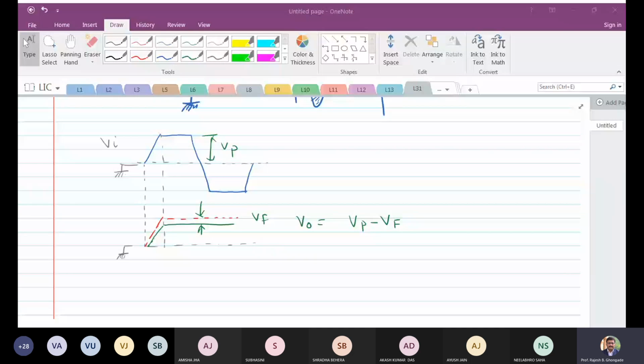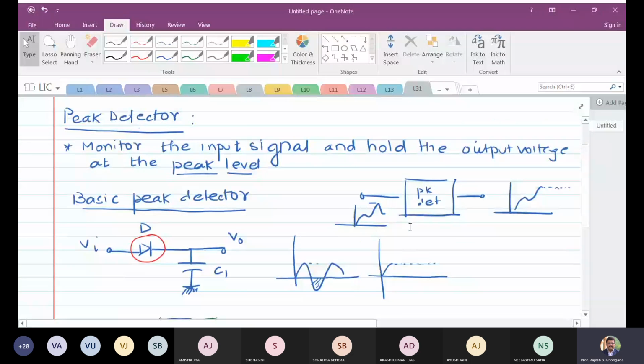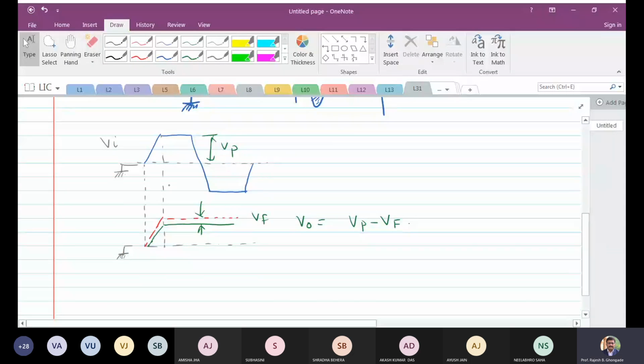So technically speaking, guys, am I audible? Yes, sir. Okay. So the point here is that we can have a simple peak detector with this small circuit, but it suffers heavily from one problem, and that is the output voltage is peak voltage minus the forward voltage drop. Now, specifically when your input signal itself is very small, let us say 1 volt peak, 1 volt peak minus 0.7 is degrading the output.